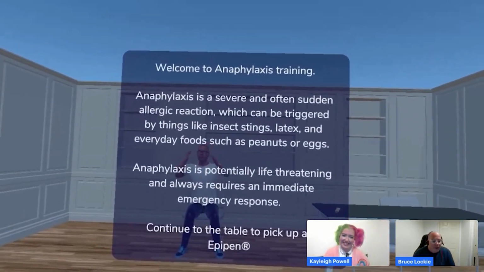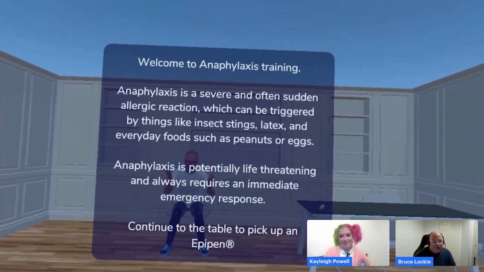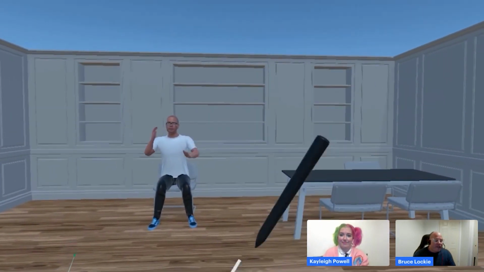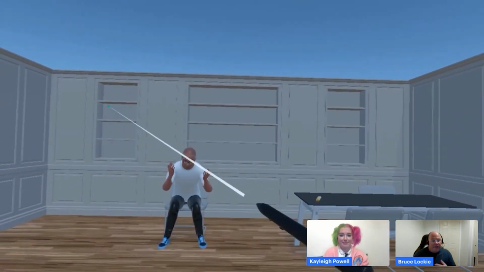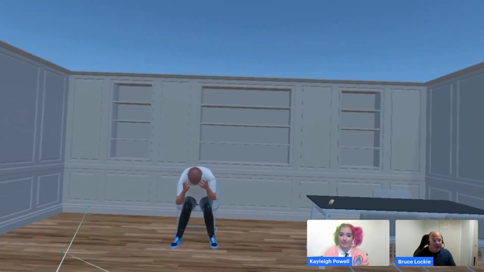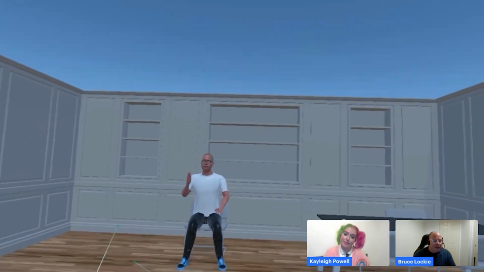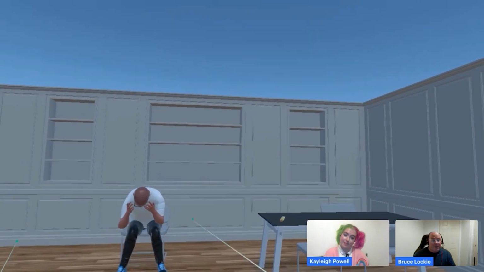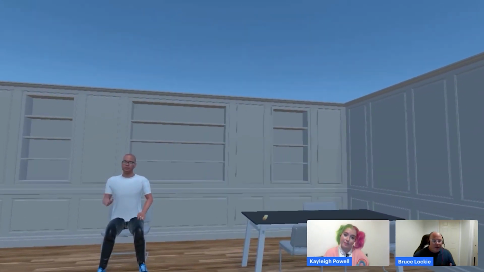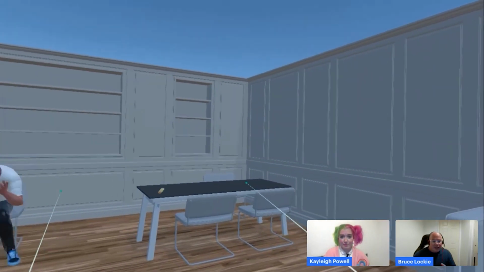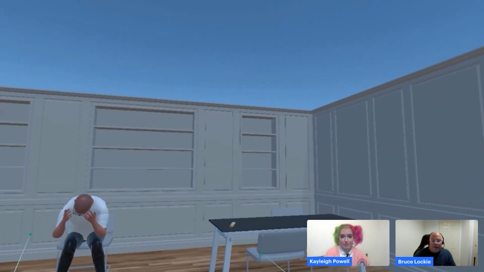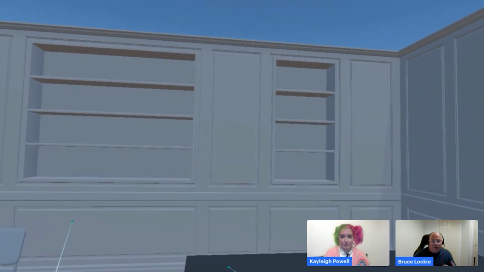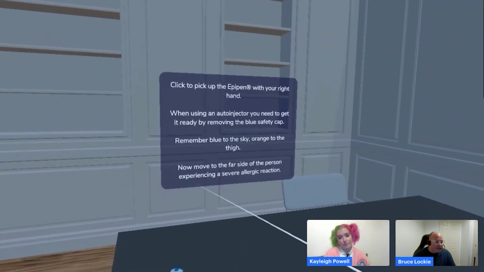Okay, so this is my scenario, which was looking at anaphylaxis training, so looking at using an EpiPen. We're greeted by several pop-ups, which are directing the learner. As you can see, we've got as one of our controllers the MX Ink pen, and the first pop-up was telling us to go to the table to pick up the EpiPen. So the person here is going to move towards the table, and this is going to trigger a proximity and provide us with some information that they're going to be needing to do.